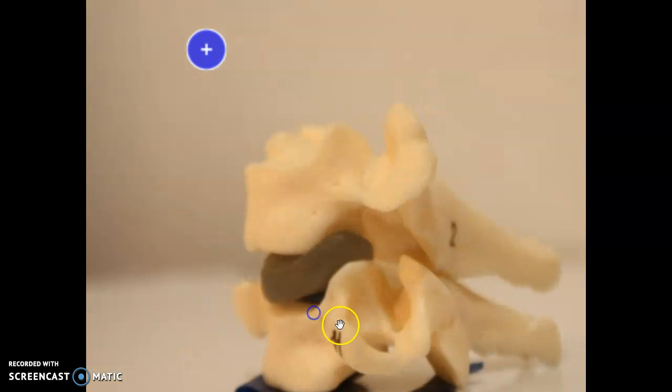So let's see if we can see it better from the side. Here's the anterior portion. Here's the posterior portion. There's a foramen. This is called the transverse foramen. Only cervical vertebrae have that transverse foramen, and it's not for nerves. A blood vessel is going to go through this and actually up to the brain.